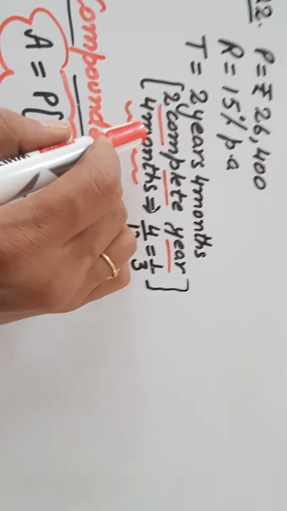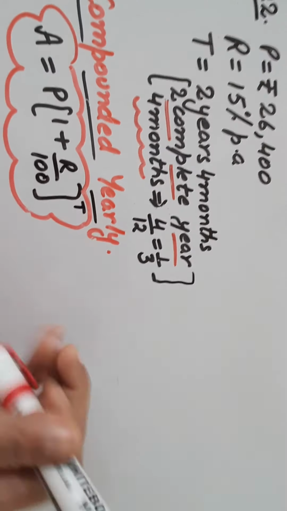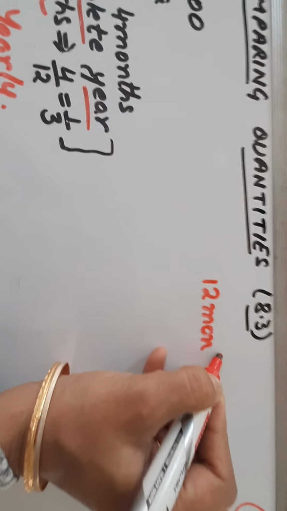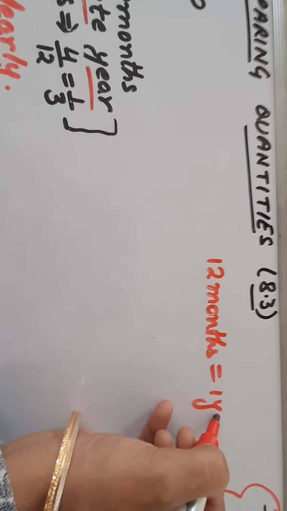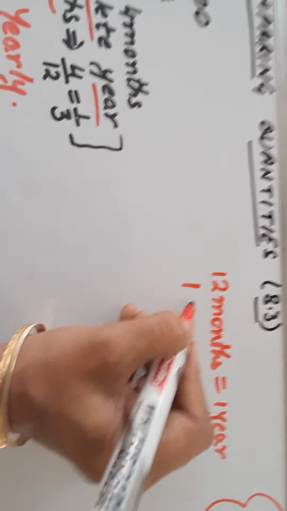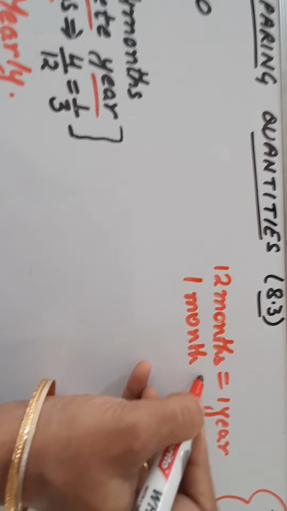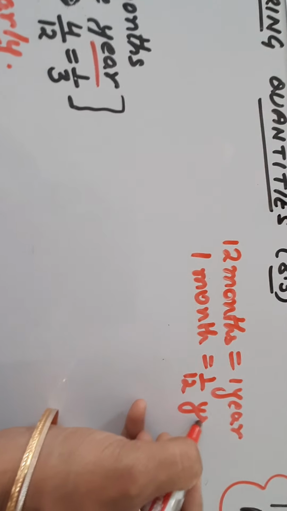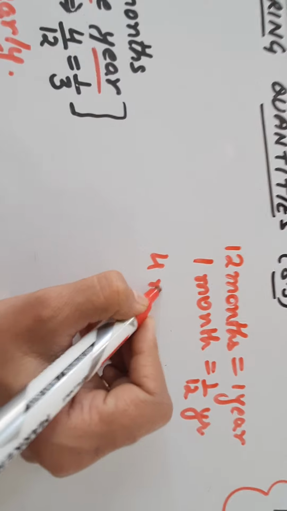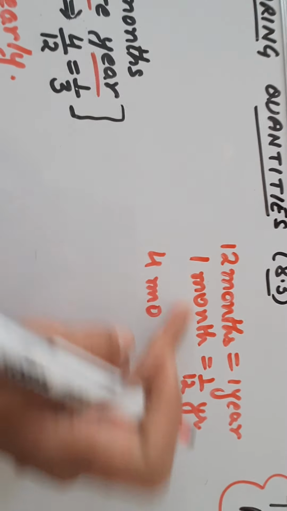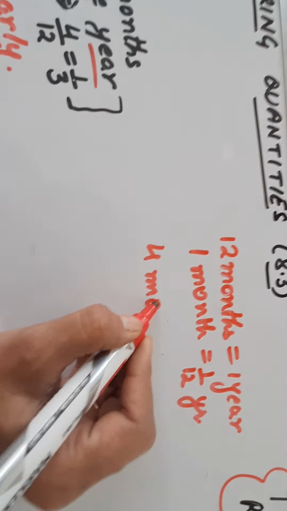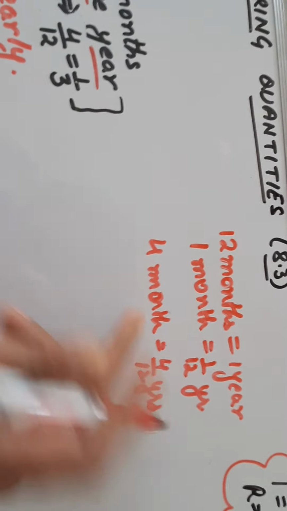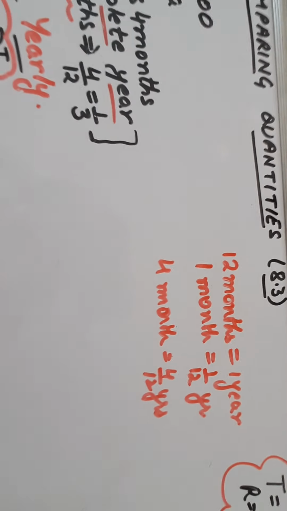So dear students, we will first convert months into year. Like 12 months is equal to 1 year. How we can convert it? So 1 month is equal to 1 by 12 year. So for 4 months what do you get? बड़े से छोटे पे जाएंगे divide, then smaller to greater we have to multiply. So 4 by 12 years. So in this, 4 months will get converted into years, right?